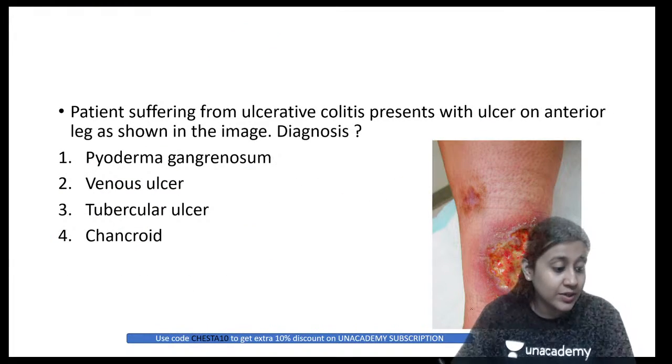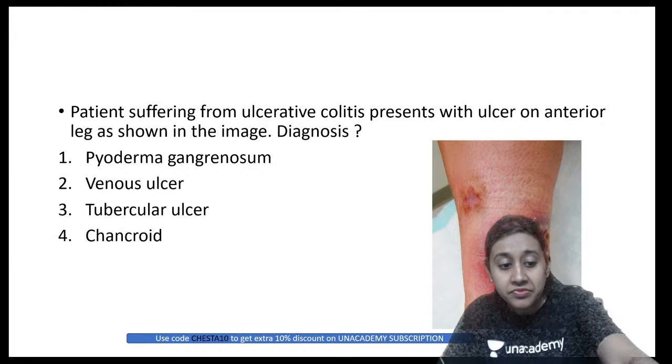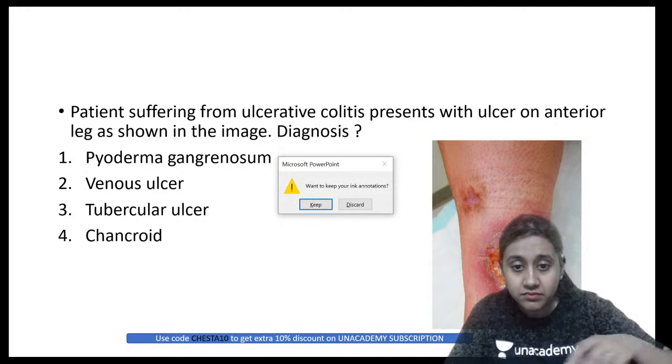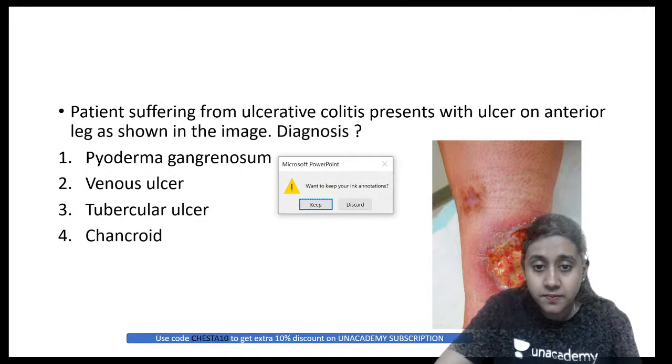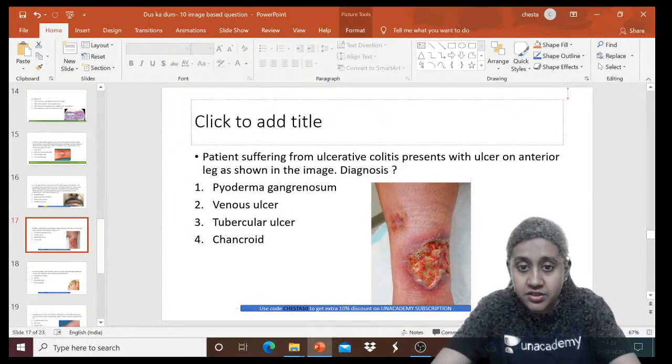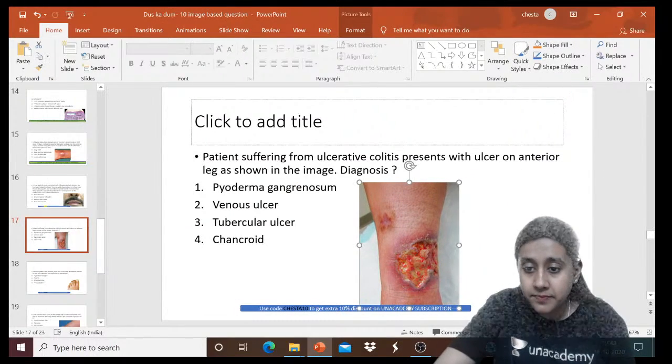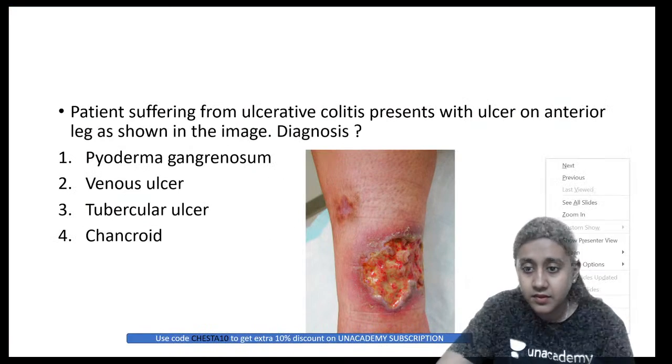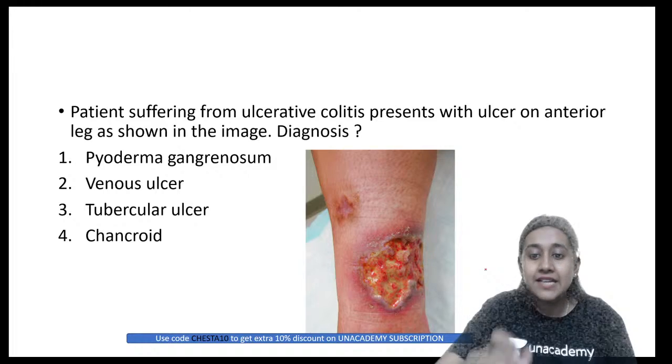Now please answer this question. I hope it is visible, or else I'll just move the location so that you can see it clearly. Yes. Now please have a look at this question.